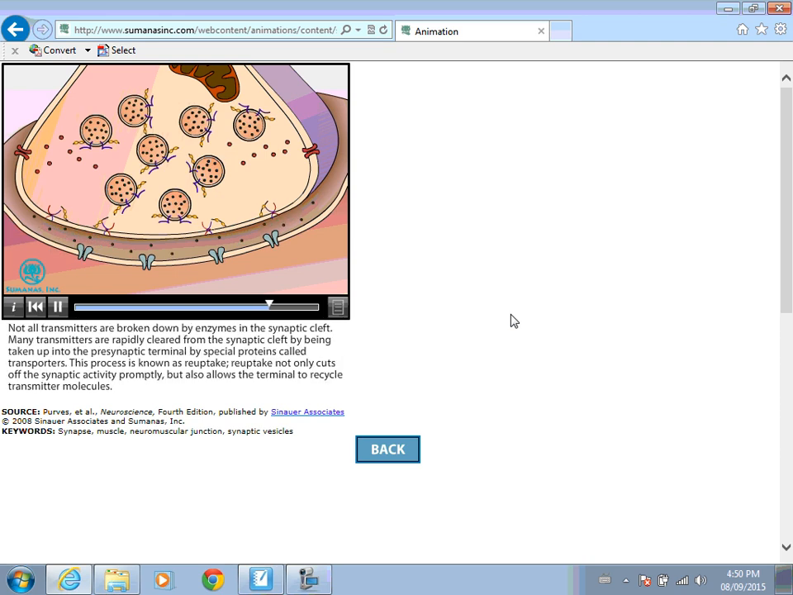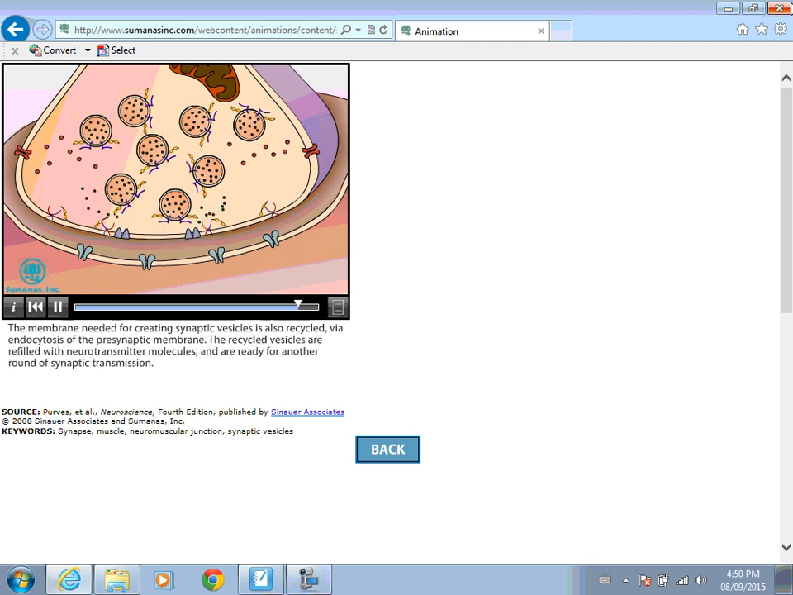Not all transmitters are broken down by enzymes in the synaptic cleft. Many transmitters are rapidly cleared from the synaptic cleft by being taken up into the presynaptic terminal by special proteins called transporters. This process is known as reuptake. Reuptake not only cuts off the synaptic activity promptly, but also allows the terminal to recycle transmitter molecules. The membrane needed for creating synaptic vesicles is also recycled via endocytosis of the presynaptic membrane. The recycled vesicles are refilled with neurotransmitter molecules and are ready for another round of synaptic transmission.